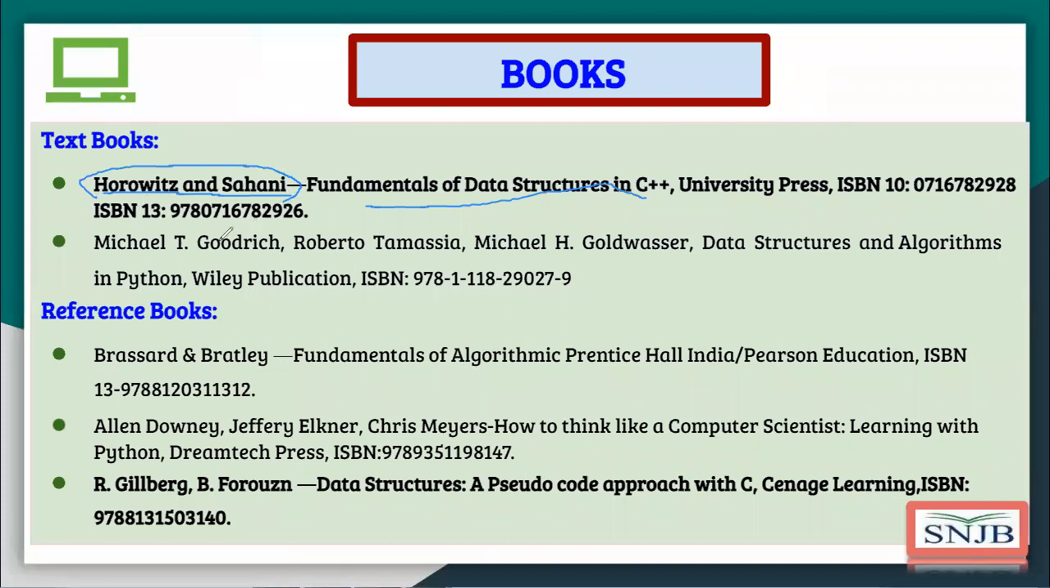And the second book I am suggesting is by Yashwant Kanetkar, Fundamentals of Data Structure in C or C++. Again, it is a very good book, and it is also available online. So you can refer to this book also. These are the books given for data structure. Again, there is the book by Bresson Bradley. This book uses a higher level of language. So if you understand the concept from Sahani's Fundamentals of Data Structure in C++, then you can refer to this one also.